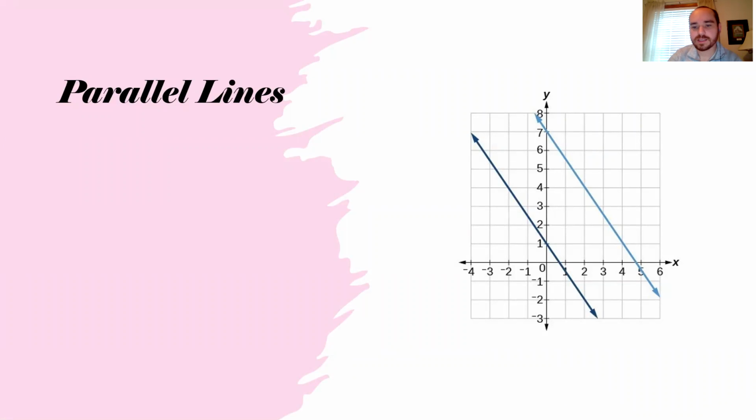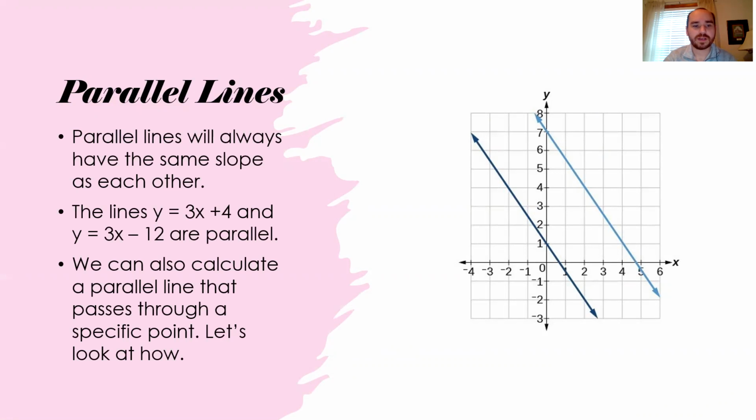Now, parallel lines are a little bit more difficult than horizontal and vertical. They could have any slope they want. But one of the nice things about parallel lines is they're always going to have the same slope as each other. So for instance, the lines y equals 3x plus 4 and y equals 3x minus 12 are parallel. They're just separated by approximately 16 vertical distance.